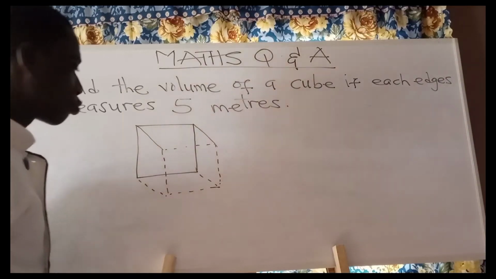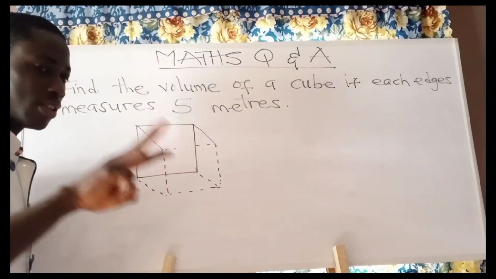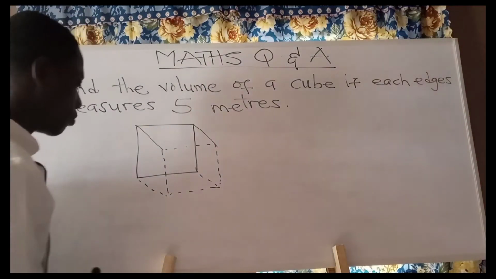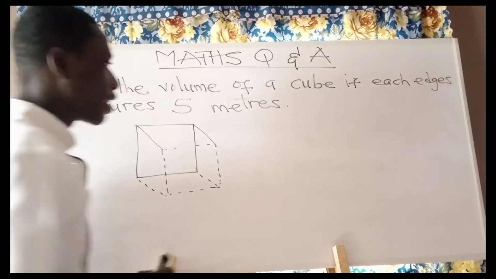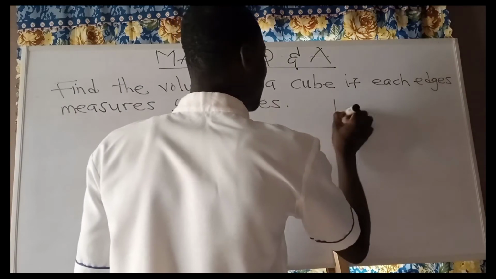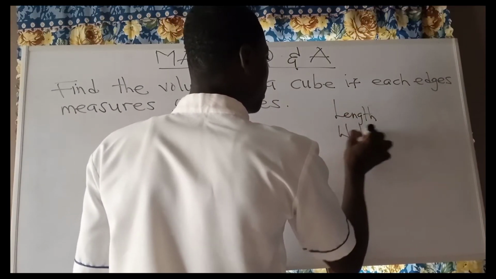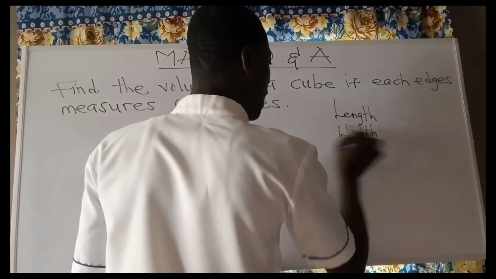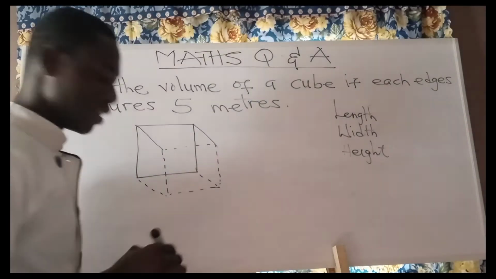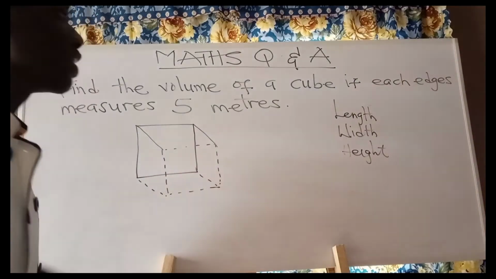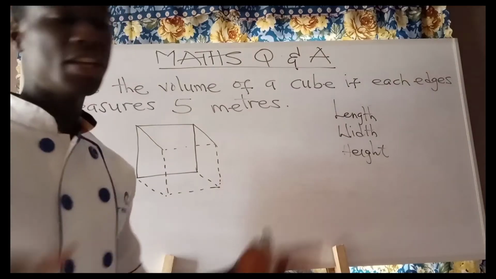So a cube is supposed to be having 3 lengths before we can find the volume. If it was supposed to be a cuboid, it should have the length, it should have the width, and then it should have the height. Okay, good. That was to be a cuboid. But in that of the cube, we are saying all the edges are equal.